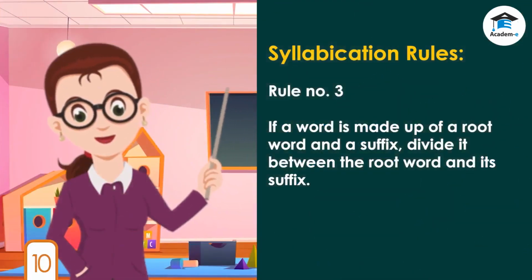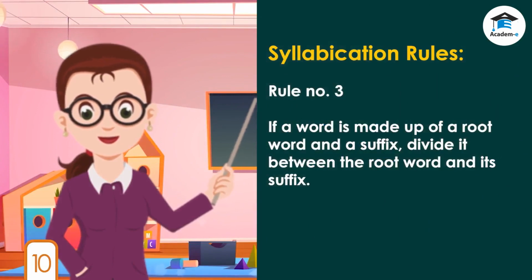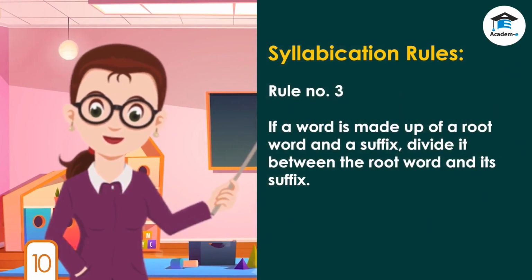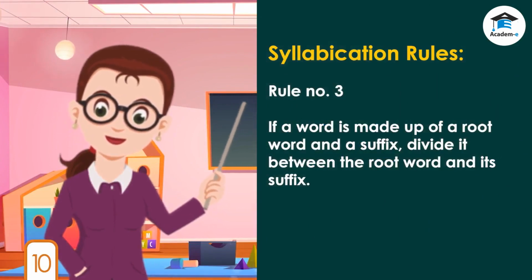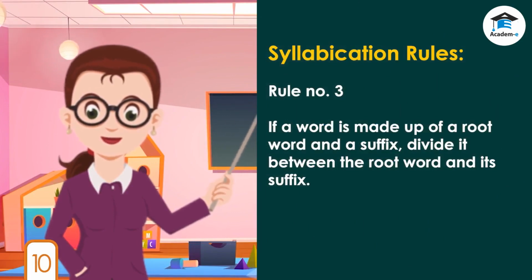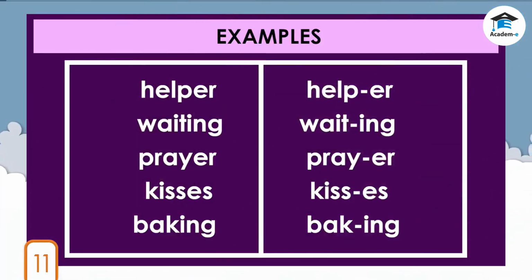Rule number 3. If a word is made up of a root word and a suffix, divide it between the root word and its suffix. Examples: helper, help-er; waiting, wait-ing; prayer, pray-er; kisses, kiss-es; baking, bake-ing.